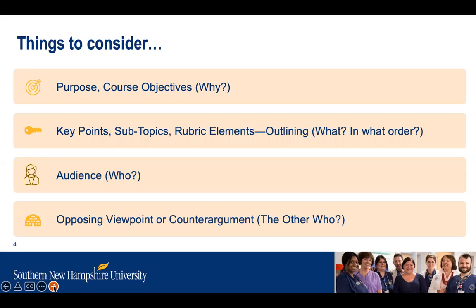Then you'll have key points, subtopics, or rubric elements. These are involved in outlining the what, and in what order you are going to cover your topic. So there's two things going on. You have a way to organize what your course needs you to produce and a way to organize your specific topic. Then you're going to have two who's. Who cares about your topic and who might argue with you? Any topic should be complex enough that it's debatable. So who might disagree with the way that you are presenting this issue or presenting a solution to an issue?